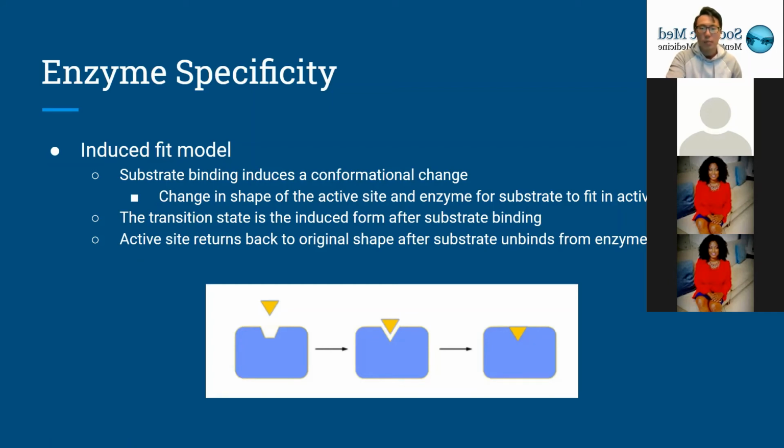But once the substrate unbinds from the active site of the enzyme, the active site will return to its original shape. So it will return to this trapezoid-looking active site until another substrate is ready to bind to it. It's called induced fit because the active site is induced into a certain conformational change in order to fit the substrate.